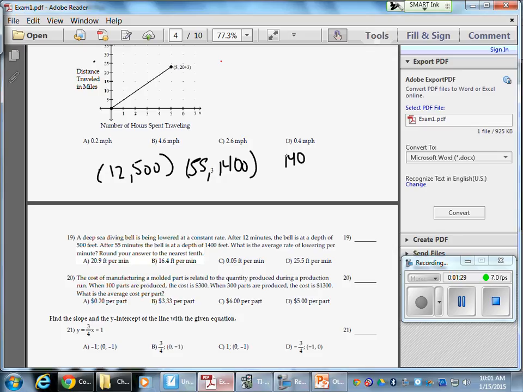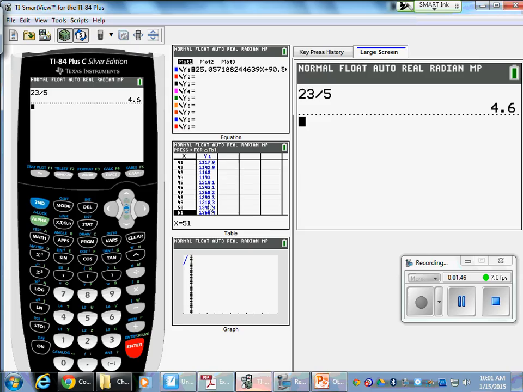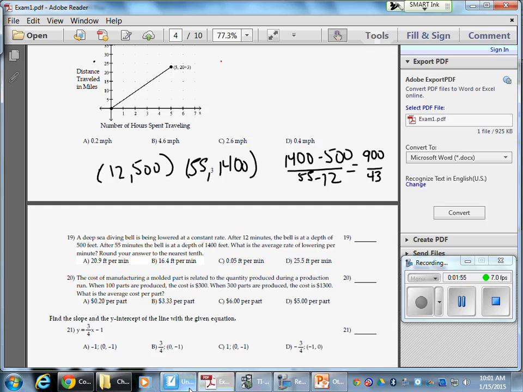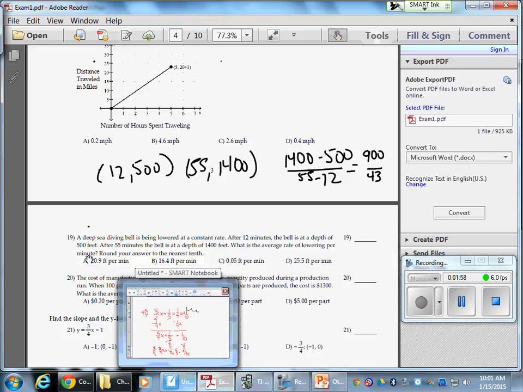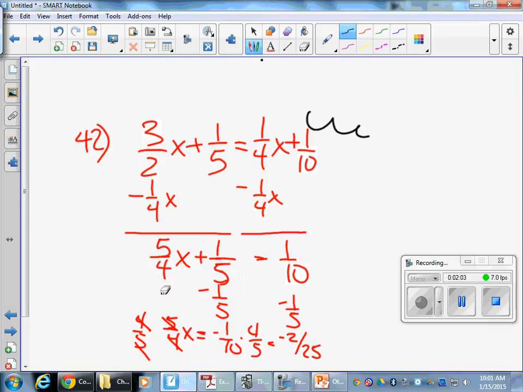So I do slope, 1,400 minus 500 over 55 minus 12. 1,400 minus 500 is 900. 55 minus 12 is 43. 900 divided by 43 is 20.9 feet per minute. So my answer, number 19, would be A.